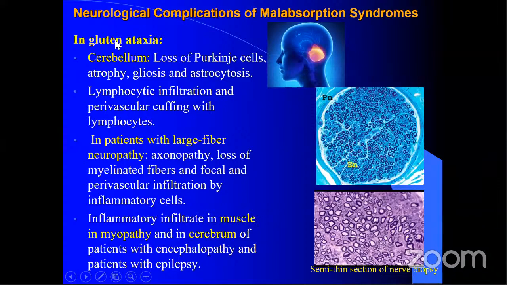The pathology of gluten ataxia involves the cerebellum: loss of Purkinje cells, atrophy, gliosis, astrocytosis, and lymphocytic infiltration, with perivascular cuffing with lymphocytes. In patients with large fiber neuropathy, there is an axonopathy. As seen here, this is a nerve from our collection. You can see the myelinated fibers, and the axon in between is packed.